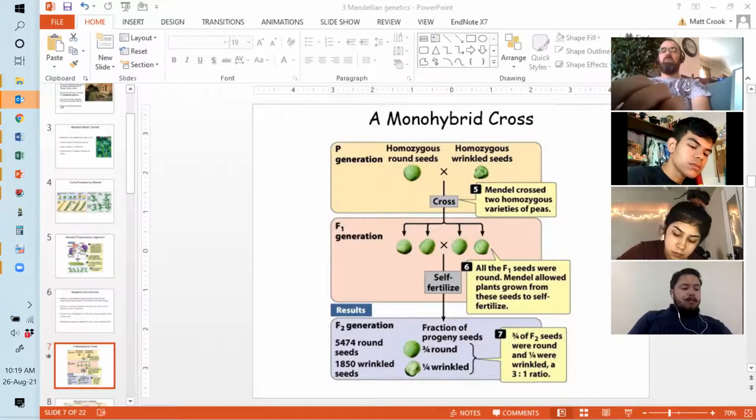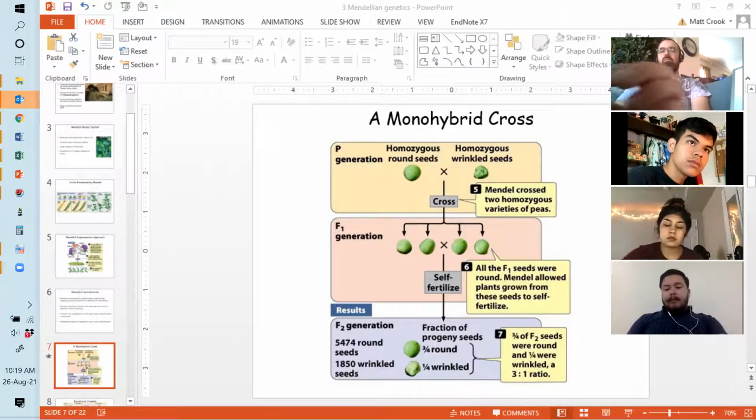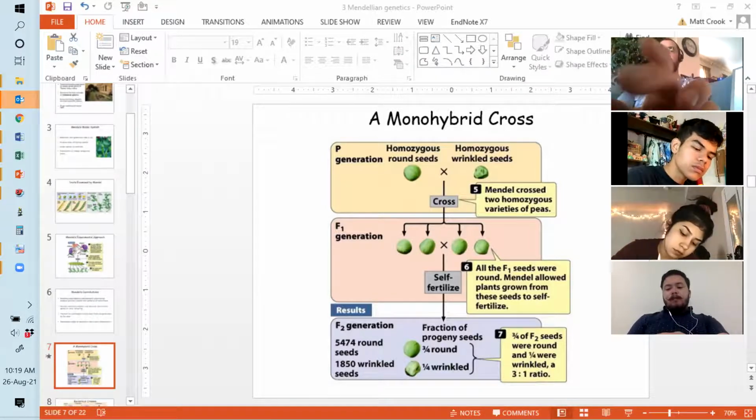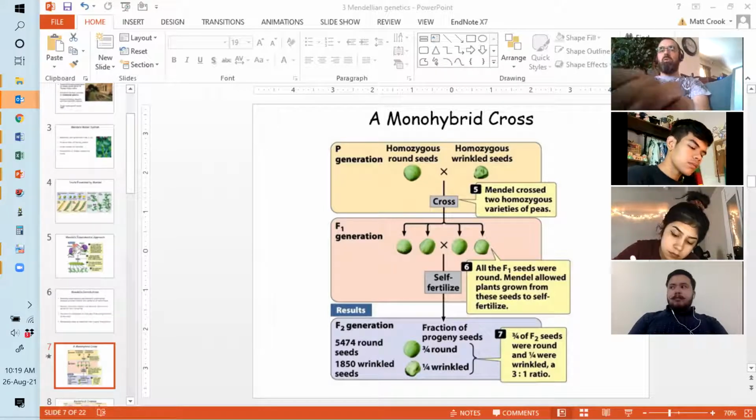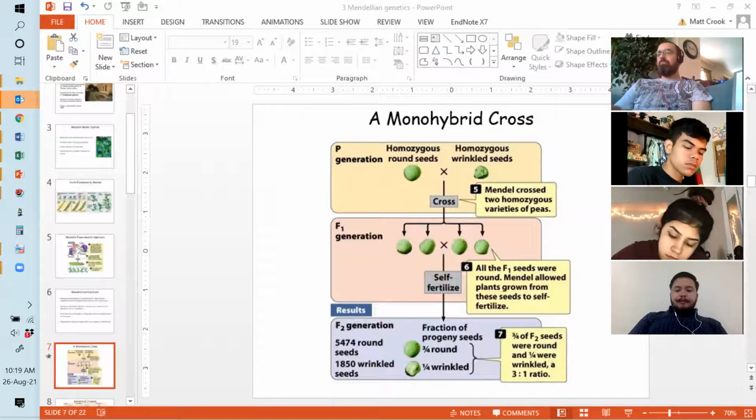And that's the result. A 1-to-2-to-1 homdom, het, homozygous recessive genotype ratio. Basically, the homozygous dominant and the heterozygotes get added together. That gets you the 3.